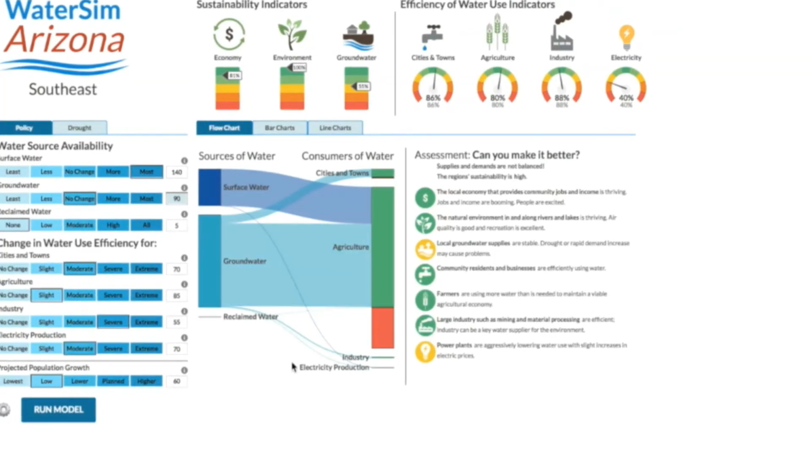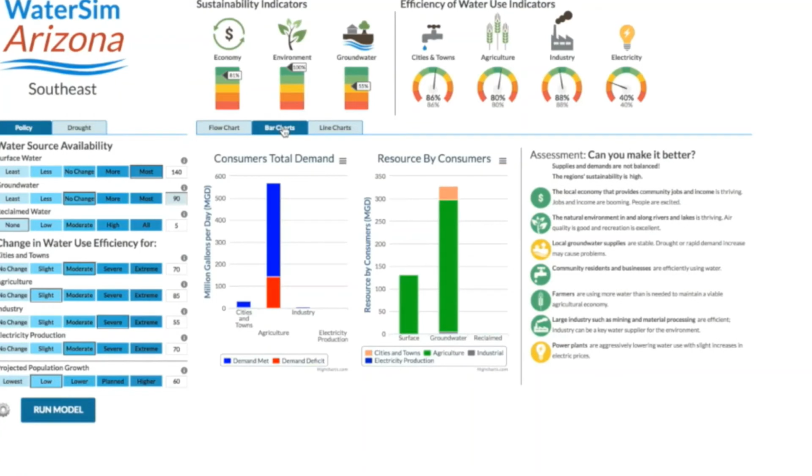The main chart on the front page is called a Sankey diagram. The Sankey diagram shows how surface, ground, and reclaimed water are used with current policy choices. Exact numbers can be viewed if you scroll over the color in question. Click the Bar Charts tab to see a different view of the data.